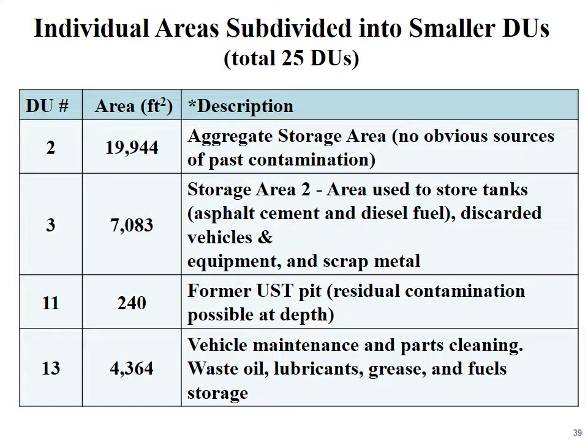Former UST pit, that was really small. They wanted to check for residual contamination at depth, only 240 square feet. But again, they used multiple layers to test the depth of contamination. Then another vehicle maintenance area, parts cleaning, lubricants and such, about 4,000 square foot area. Each area then designated as its own individual decision unit.